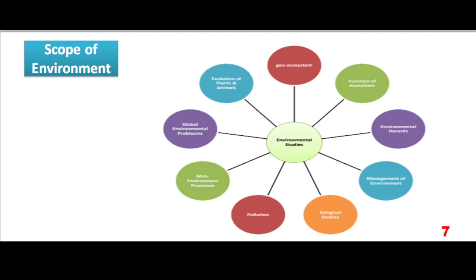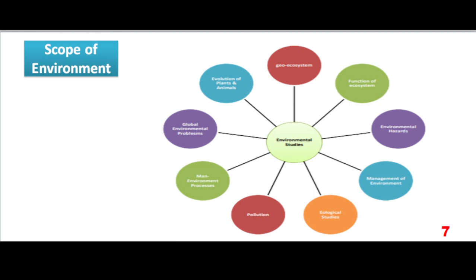Then environmental hazards. This area focuses on the study of natural and man-made hazards that pose risk to the environmental and human health. For example, investigating the impact of natural disasters like earthquakes and floods, as well as human induced hazards such as oil spills and industrial pollutions. Then management of environment. This involves strategies and practices aimed at managing natural resources and environmental sustainability. For example, implementing conservation programs to protect endangered species or developing policies to reduce carbon emission.